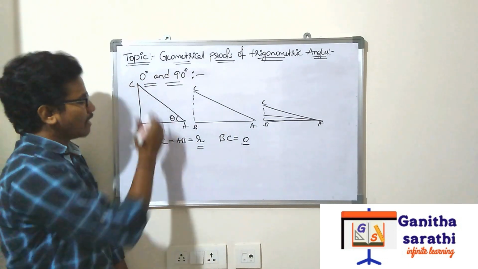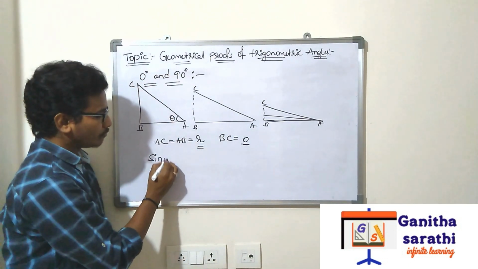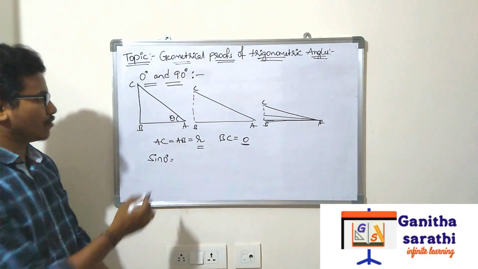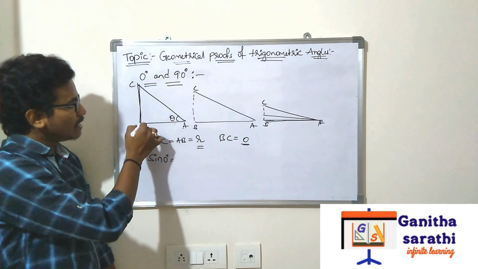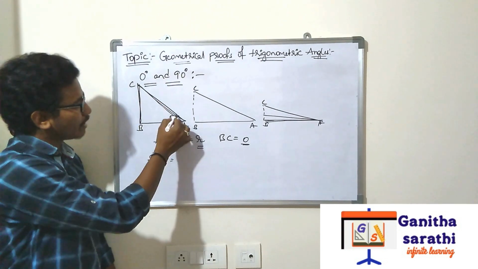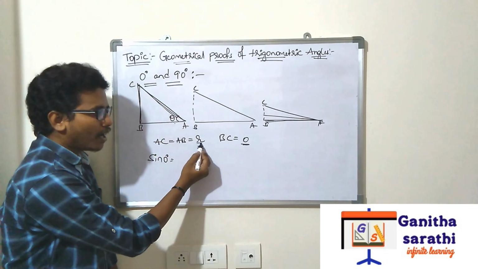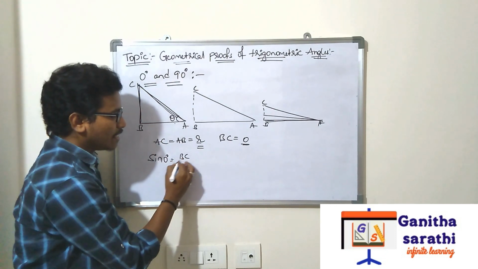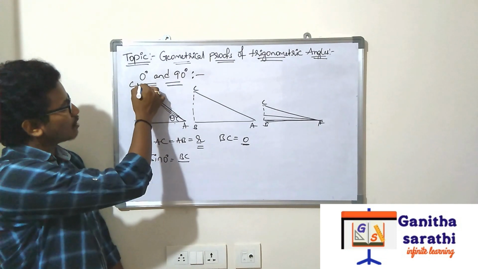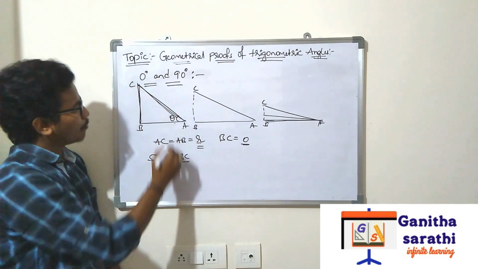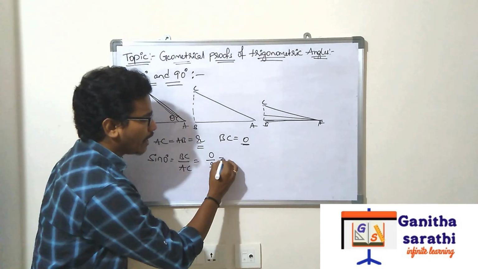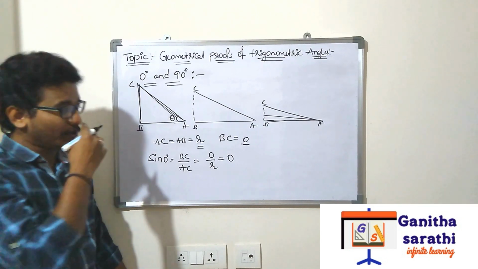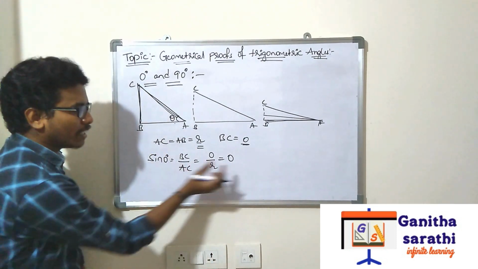What is the sine formula? Opposite side by hypotenuse. If theta is 0, what is the opposite side? BC. BC by hypotenuse. What is the hypotenuse? AC. AC value is R. So opposite side by hypotenuse is BC by AC. BC value is 0. 0 by R is nothing but 0. So sine 0 degrees is 0.